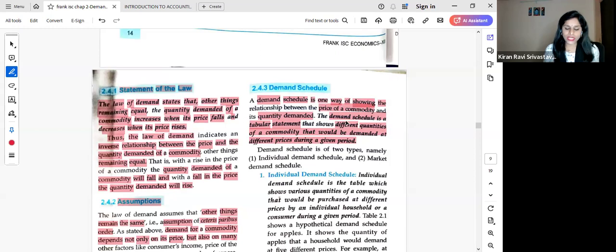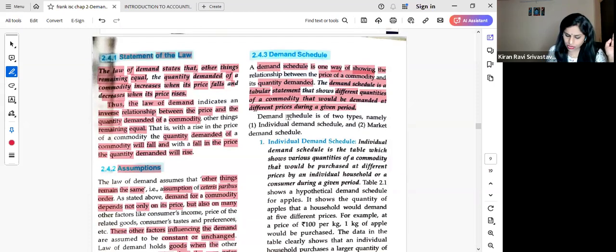So once again, the demand schedule is a tabular statement. Here we are not talking about demand, we are talking about the demand schedule. Because it's a demand schedule, it's in tabular form. The demand schedule is a tabular statement that shows different quantities of a commodity that would be demanded at different prices during a given period of time. The word time is not there, but it is understood. Period means time. The demand schedule is of two types: individual demand schedule and market demand schedule. So the first one, what is the individual demand schedule?